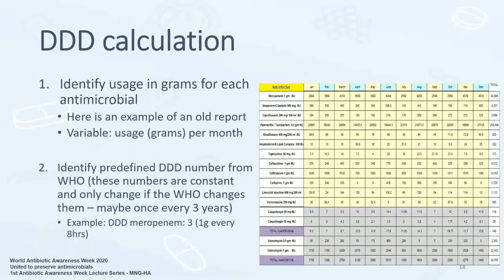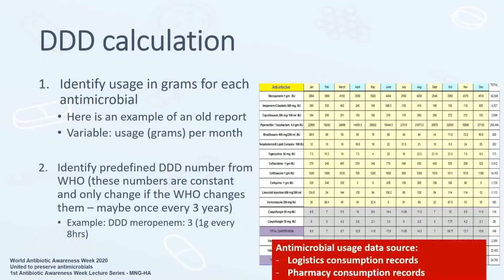Once you've identified that meropenem can be used, and the meropenem DDD from the WHO is 3, you would basically use the meropenem consumption data and the WHO DDD data, and I will show you next how to use that.